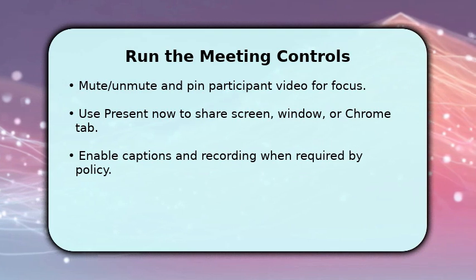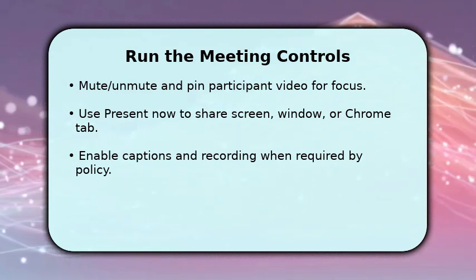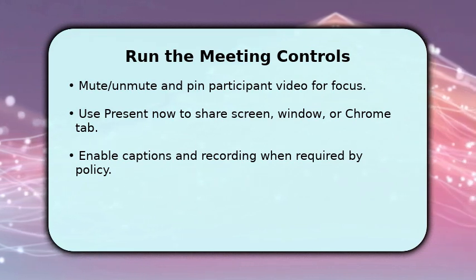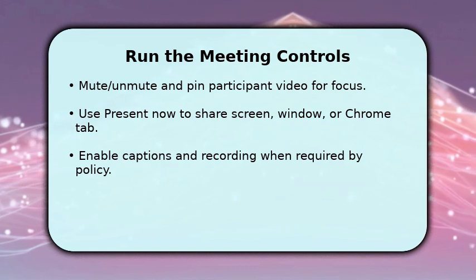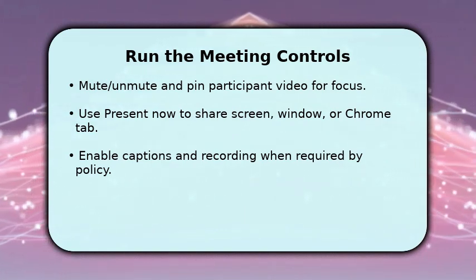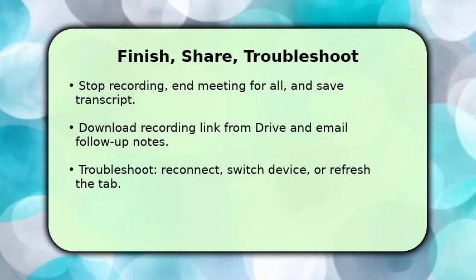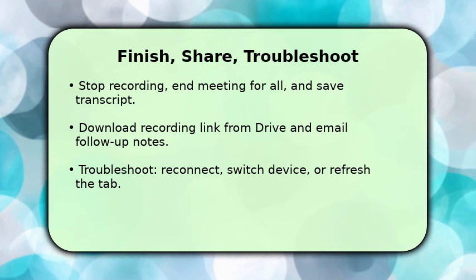a Chrome tab. Pick the option that preserves video and audio quality. Use the three-dot menu to enable captions, record the session, or manage breakout rooms for group work. Make sure to assign co-hosts or moderators so you can step away, and to wrap up the meeting by stopping any recording and choosing end meeting for everyone so no one is accidentally left in the call.